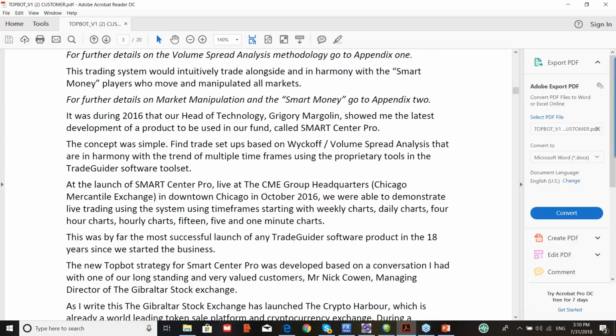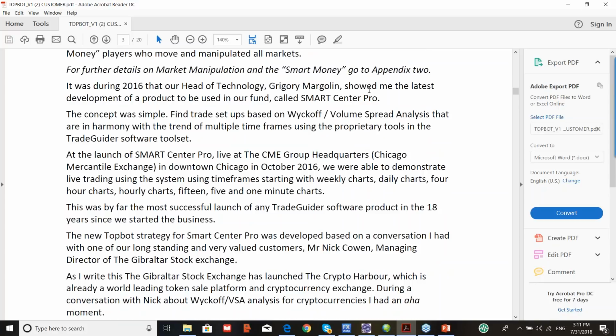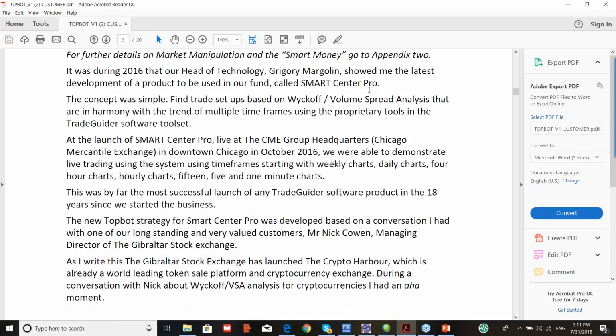This trading system would intuitively trade alongside and in harmony with what I call the smart money players who move and manipulate all markets. And again, there's plenty of information in this document about how the markets are actually manipulated, and they're talking about that happening in Bitcoin and Ethereum, and I don't doubt it. But the good news for us as retail traders and professionals is we can spot in the volume what's actually going on. Okay, so the concept was simple.